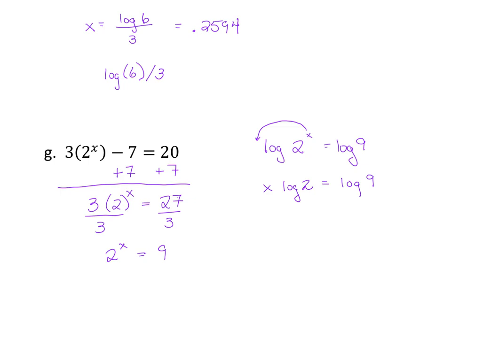And from here, what we have is x times a number. It doesn't matter what the number is. It is just x times a number. And just like when we multiplied x times any other number, in order to get x by itself, we are going to divide by whatever that number is. And so what we get here is x equals log of 9 divided by log of 2.